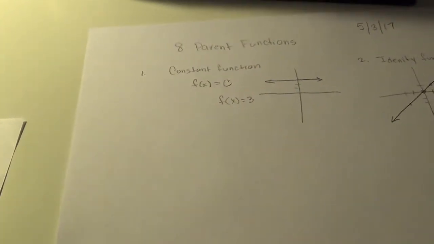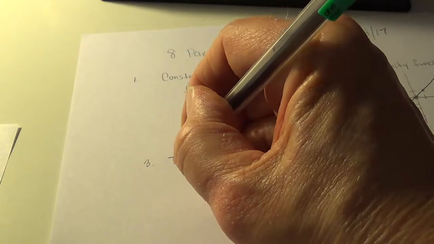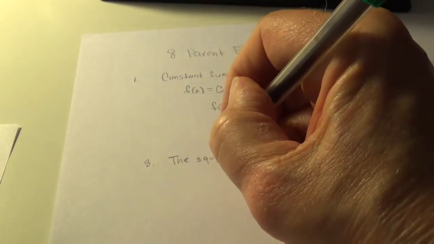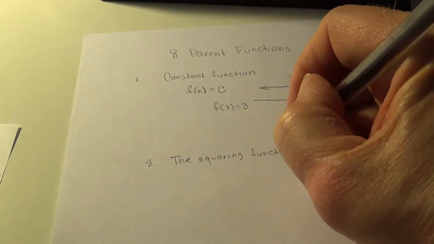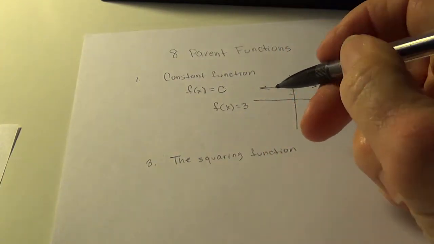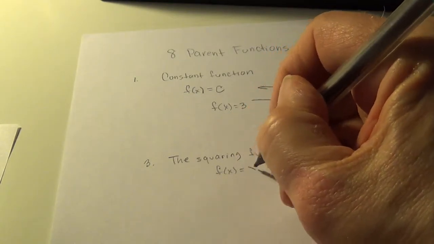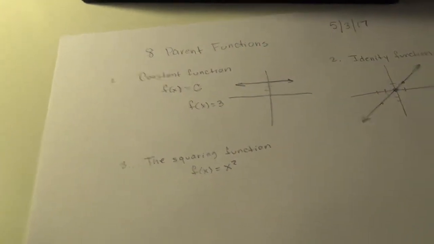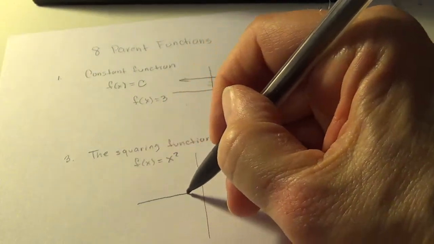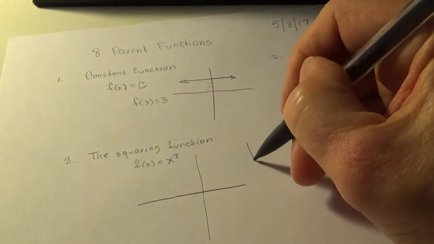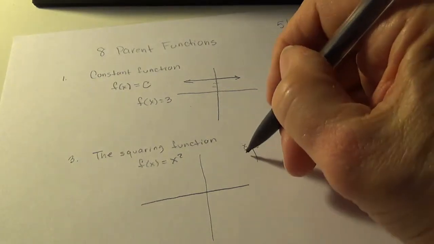Third is the squaring function. You should know all of these, but I am presenting them by way of review. F of x equals x squared. So the most basic parabola, if you don't know its shape, you can do a Sissy chart when no one's looking.